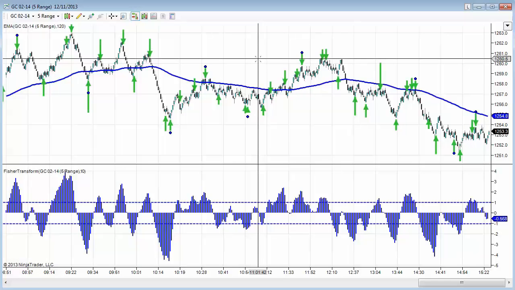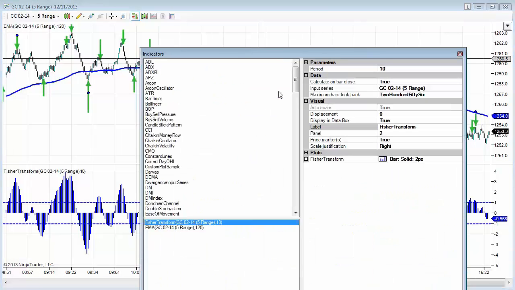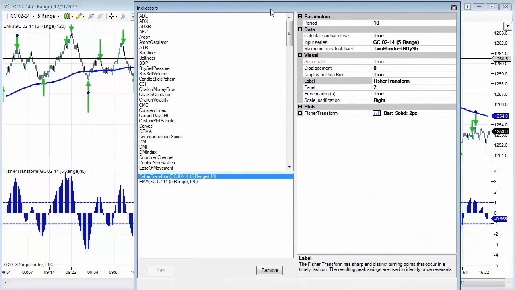I want to introduce you to one of the more powerful indicators included with the NinjaTrader platform for free, before you ever add another third-party vendor program to your arsenal, and that's called the Fisher Transform. The Fisher Transform was created by John Ehlers.